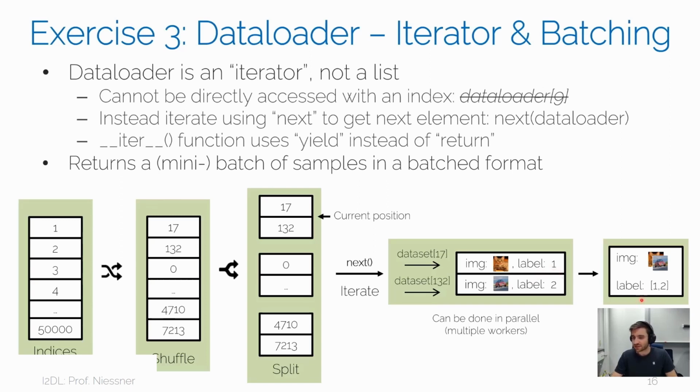A final step is that we want to get back the data in a stacked format or in a batched format. Here we have a list of 2 elements, but what we actually want in order to process it with the model is this batched format. So we want to stack together the images and also the labels.